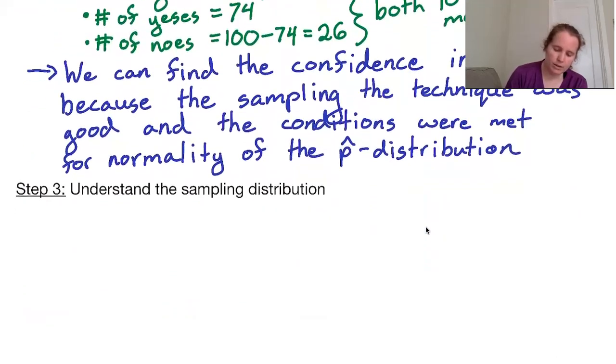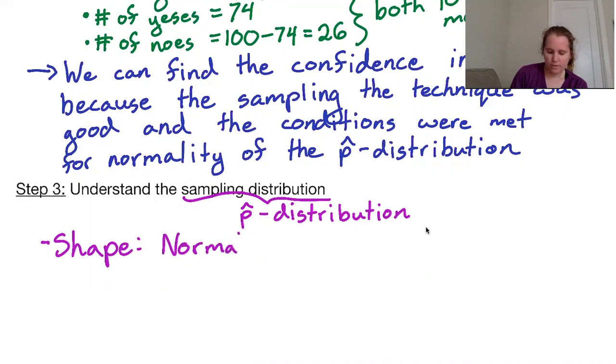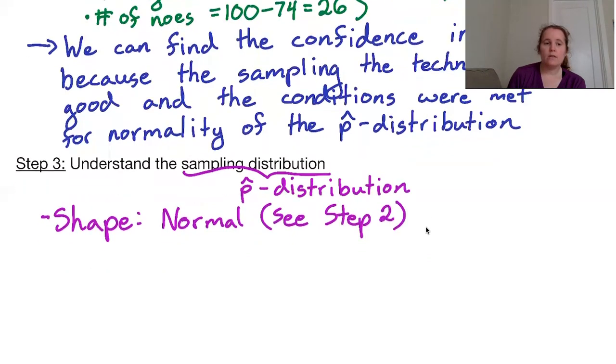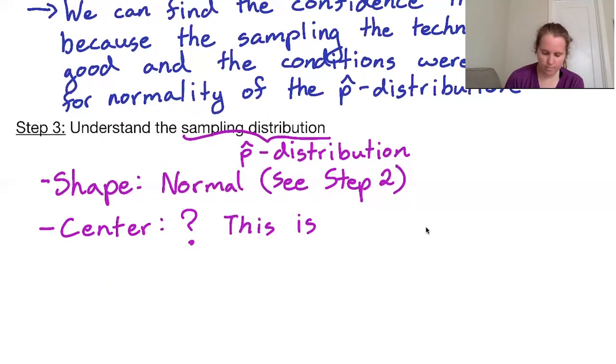Then from here, we need to understand our sampling distribution. We know that we are working with the p-hat distribution. For the shape, we know it's normal, as we saw in step 2. For the center, we don't know. This is what we are trying to estimate. Mu sub p-hat is p, and that's what we are trying to estimate.